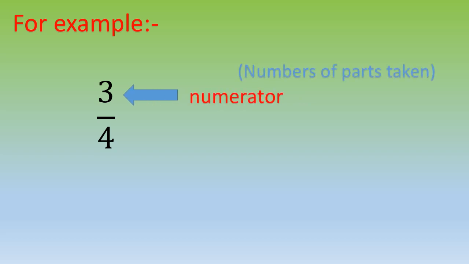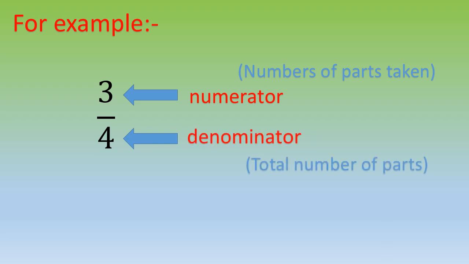For example, we have a fraction 3/4. Here we have the numerator 3, which represents the number of parts taken, and the denominator 4, which represents the total number of parts. Now let's move to the examples for further explanation. This is the 1 whole. It means we have a whole number.